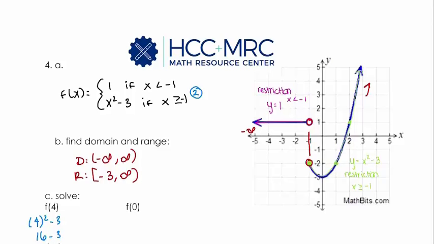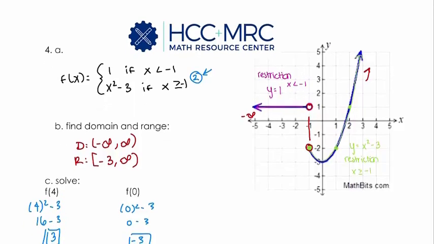Now for f of 0, this still falls into our second function because 0 is greater than -1. So again, 0 squared minus 3, 0 minus 3, this gets us -3. So that is number 4 completely worked out.